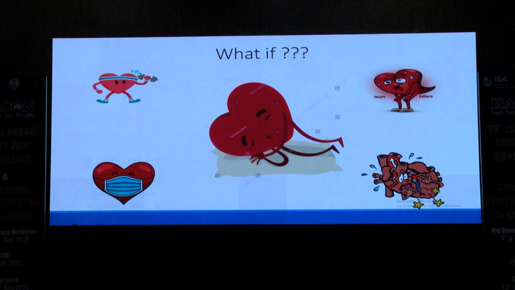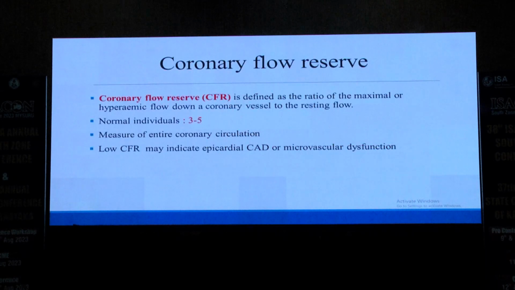For the coronary blood flow to be good, the coronary arteries need to be hale and healthy. There is one such indicator to see if the heart is able to increase the coronary blood flow according to its demand. This is given by the coronary flow reserve. It's defined as the ratio of the maximal or the hyperemic flow down the coronary vessel to the resting flow. Normally it's around 3 to 5, which means that normally a person can increase the blood flow to 3 to 5 times in order to match the demands. Whereas it is decreased in cases of epicardial coronary artery disease or the microvascular dysfunction.